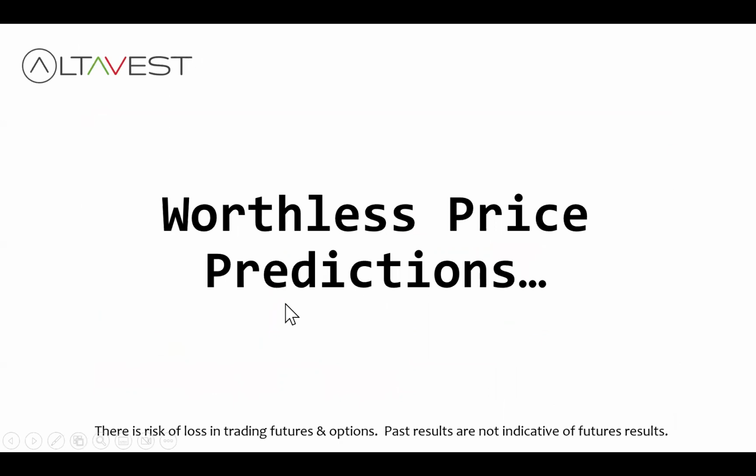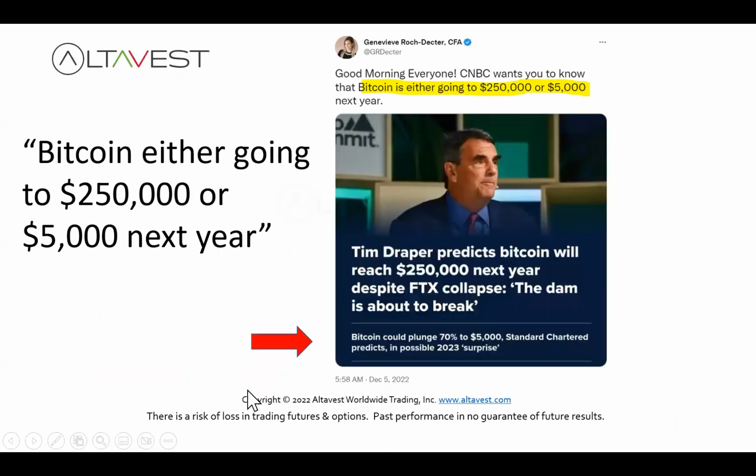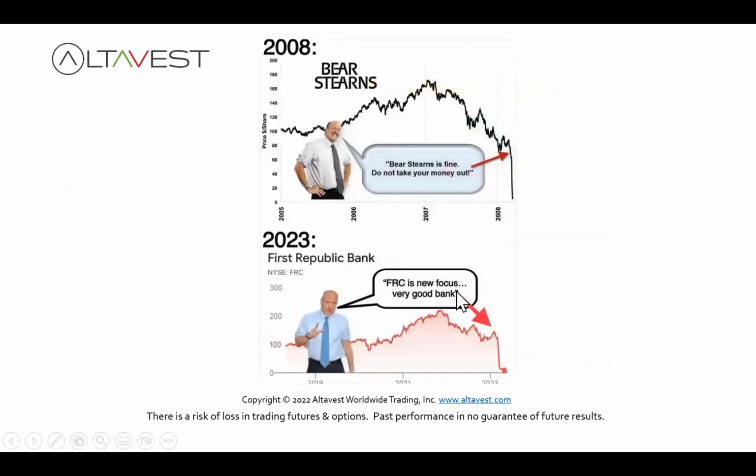This kind of made me laugh. How about these price predictions that you get from all these pundits in the media? This one here predicts Bitcoin will reach 250,000 next year. And meanwhile, this other prediction is that it could also plunge to 5,000. So basically, they're giving you a range of $250,000 to $5,000. How on earth is that helpful? I don't know, why even bother saying it? It's just absurd.